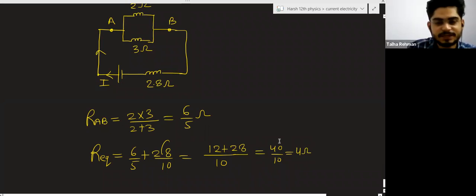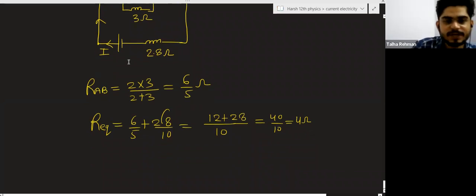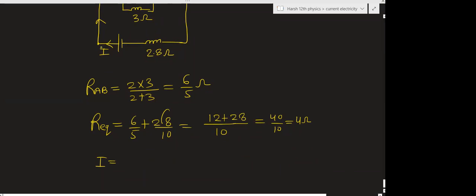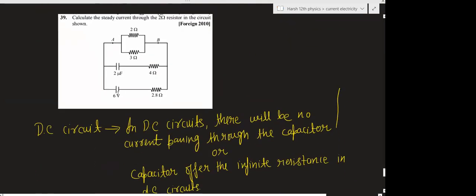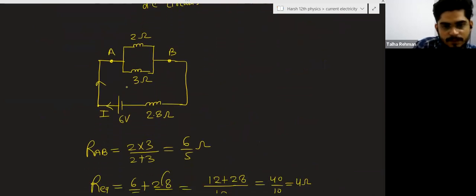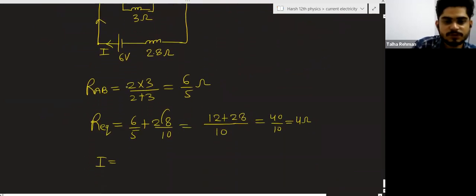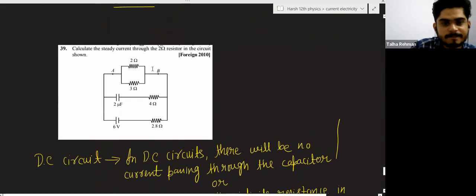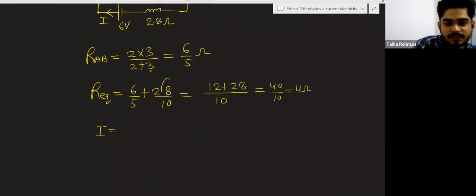Just calculate the total current, this current I. We have one thing more: this 6-volt battery, the 6-volt power source. So what will you write? I is equal to E divided by R, the equivalent EMF divided by the equivalent resistance.